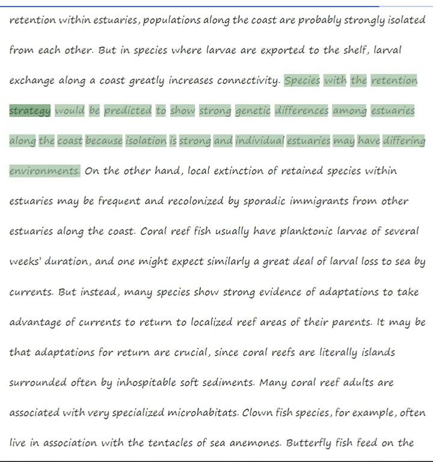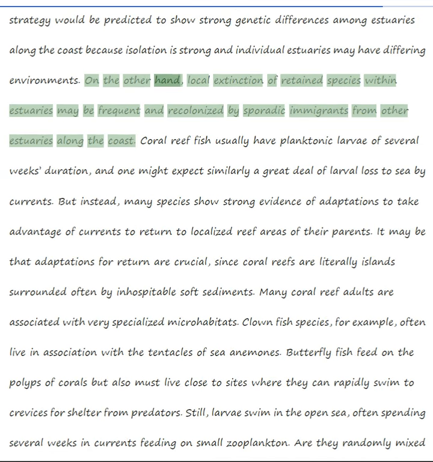Species with the retention strategy would be predicted to show strong genetic differences among estuaries along the coast because isolation is strong and individual estuaries may have differing environments. On the other hand, local extinction of retained species within estuaries may be frequent, and estuaries may be recolonized by sporadic immigrants from other estuaries along the coast.